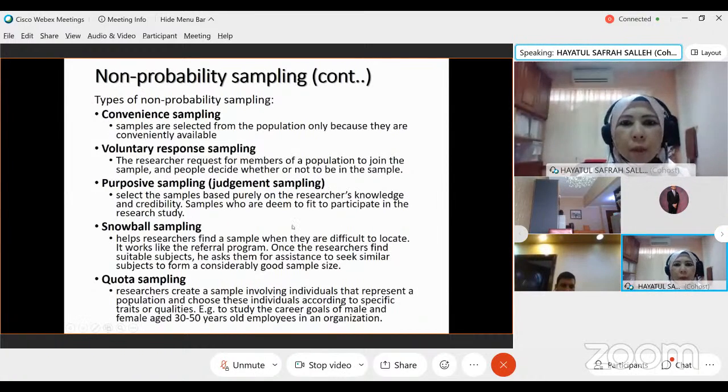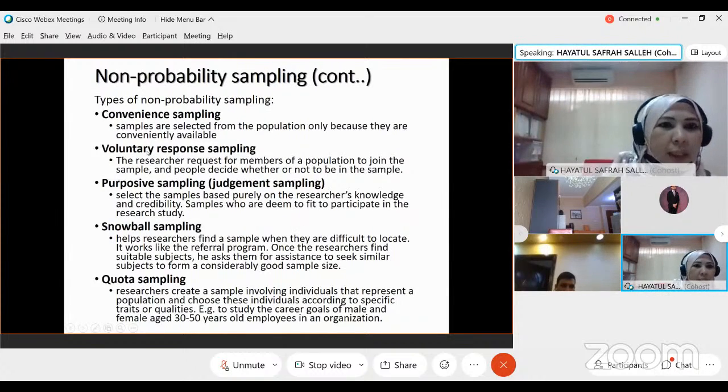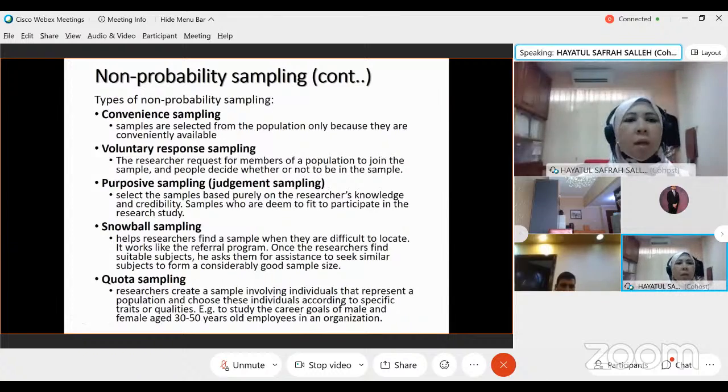Okay, so non-probability sampling. Now we will discuss the types of non-probability sampling. These are 5 non-probability sampling methods normally used by researchers. The first one is convenience sampling. Normally a lot of people use it, where the samples are selected from the population only because they are conveniently available to the researcher. But if you want to use convenience sampling, you have to justify it clearly in your thesis.